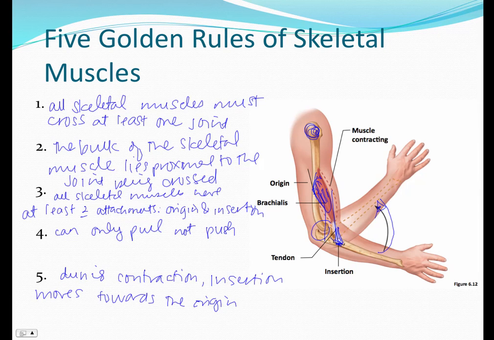So let's take a pause right now. Look at this brachialis. As this contracts, let's look at how it follows all of these rules. As it contracts, it's going to move the area of insertion towards the origin. It also crosses this joint. The bulk of the muscle is found proximal to the joint. So here's our joint, and the muscle is proximal to our joint. So we have all of those 5 rules.